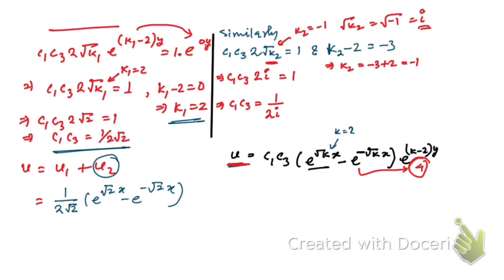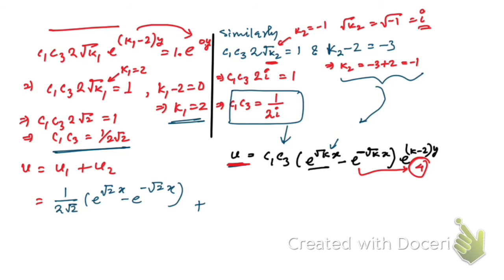Then next, what is going to be u2? In order to get u2 we have to put these values here, and here we put k is equal to minus 2, right? Then we're going to get u2. That's going to be equal to 1 by 2i. Instead of these 2 we put 1 by 2i, then e to the power, sorry, this should be equal to minus 1. We put k is equal to minus 1. So as we have minus 1 here, that's going to be equal to root of minus 1, that is i, into x, then minus e to the power minus ix. Okay, that's what we're going to have.